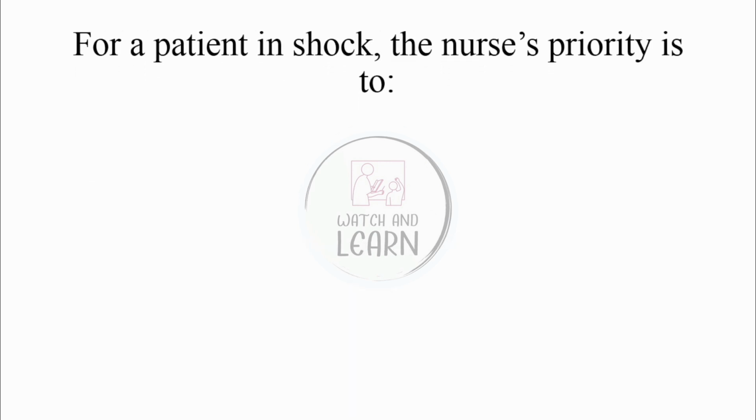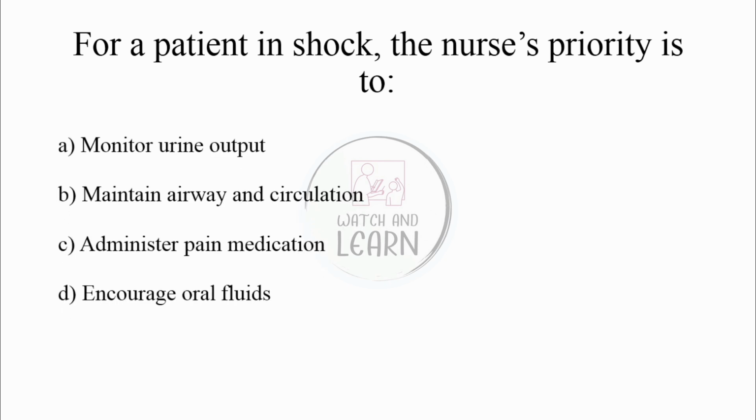For a patient in shock, the nurse's priority is... Options are option A, monitor urine output, option B, maintain airway and circulation, option C, administer pain medication, option D, encourage oral fluids. The right answer is answer B, maintain airway and circulation.